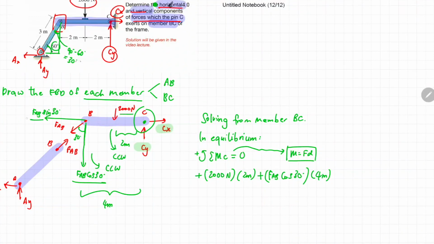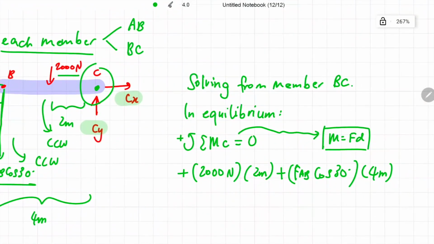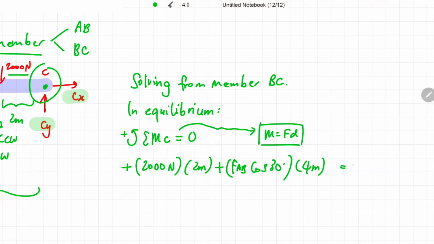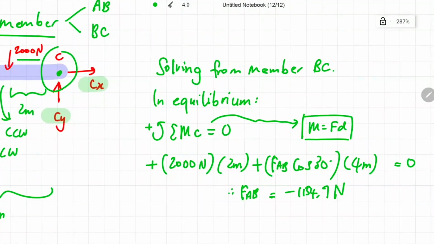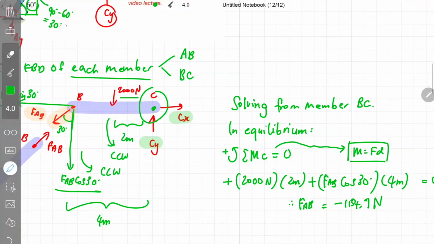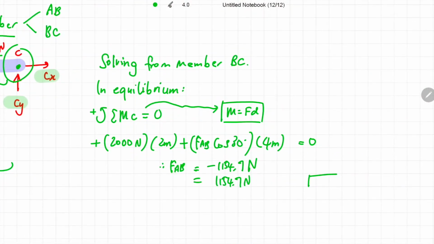Okay, how about FAB sin 30? There will be no moment created by this particular force because it passes through the rotation point C. Okay, that's basic. So all this expression would become equivalent to 0. So you can easily solve for the unknown variable, which is FAB. Use your calculator and you will get the magnitude of FAB to become negative 1154.7 Newton. So it simply means that the magnitude of FAB is actually 1154.7 Newton, but the direction is in the opposite direction like this. Okay?